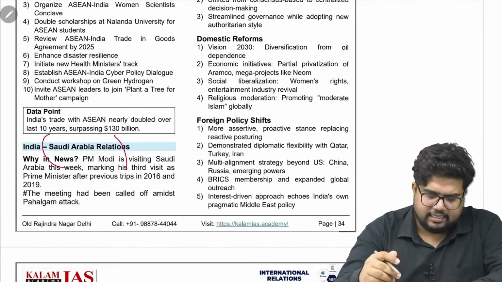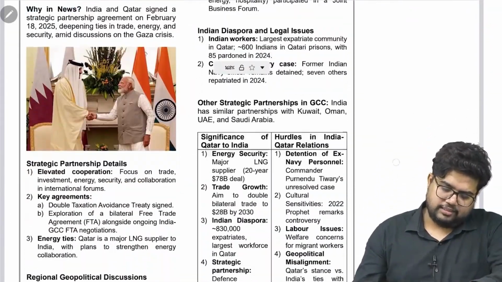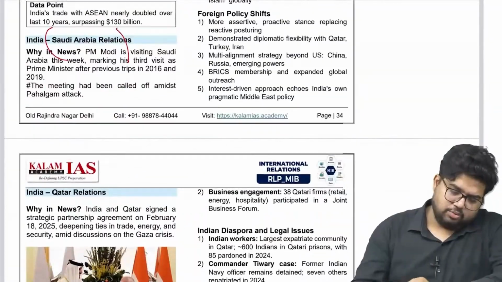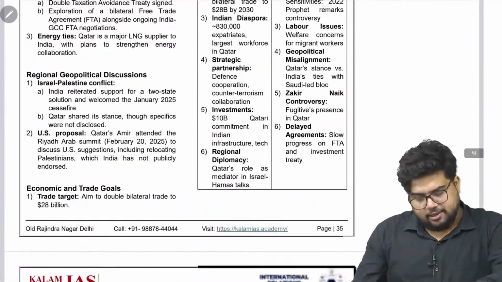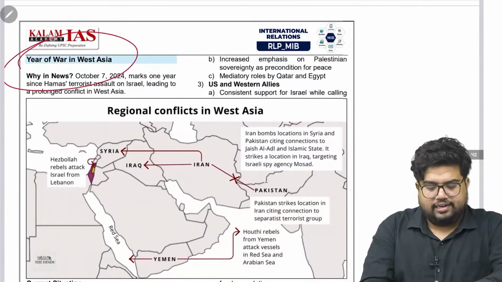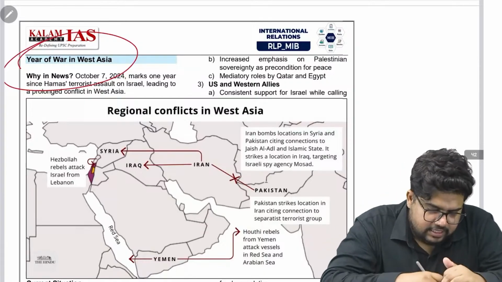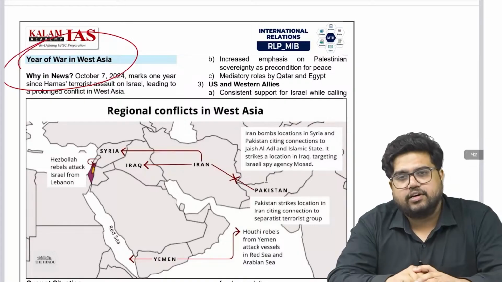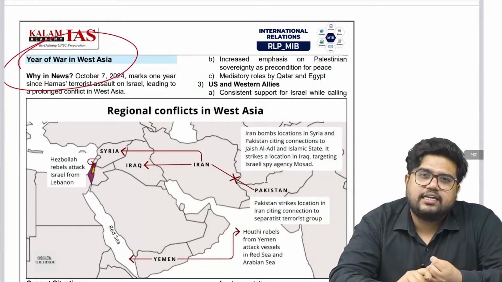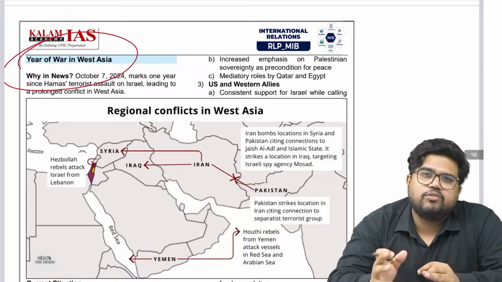India-Saudi relations. Again, here also what I want to discuss is the recent conflict. If you look at this document, we have covered India-Saudi relations in detail, India-Qatar relations in detail. But again, the year of war in West Asia, this is from a generalistic perspective. West Asia is already undergoing different wars. We have the Israel-Hamas war that is going on. We have Israel-West conflicts in the West Bank.